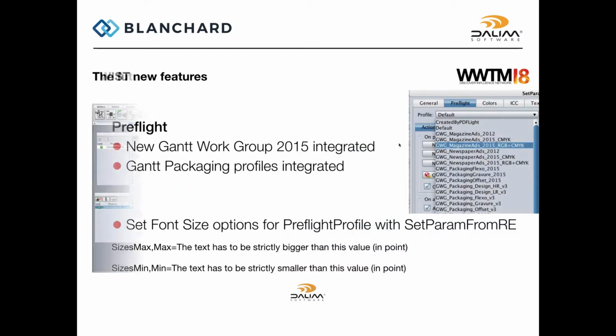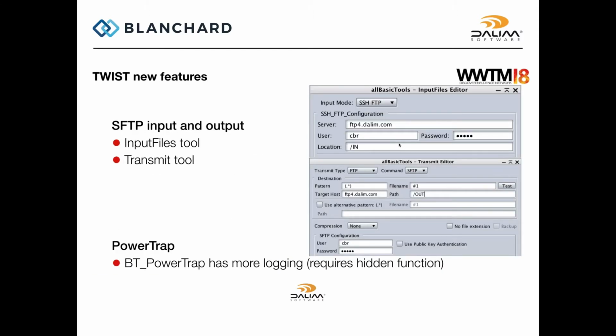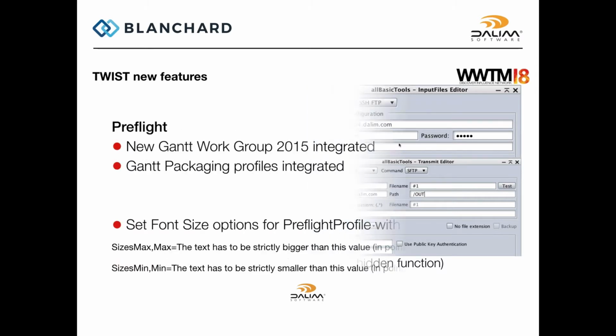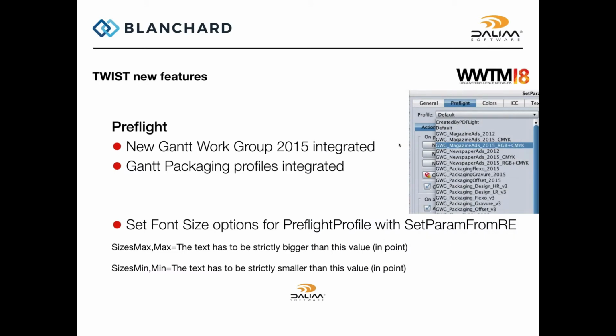Supporting SFTP input and output now on input files and the transmit tools. PowerTrap does have more logging now, which I'm curious to take a look at. I'm sure Mike Moscato will love to see what this is, and apparently there's a hidden function that'll enable the extra logging. Don't know why they would make it a hidden function. Just give me a button for that, but I guess it generates a lot of logging. From the pre-flight standpoint, they now support the Gantt Workgroup 2015 and packaging profiles.